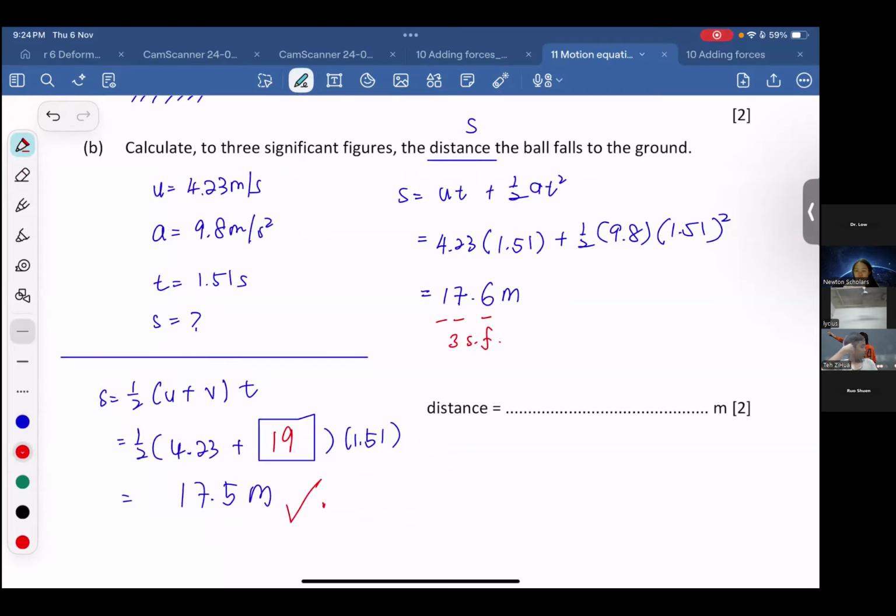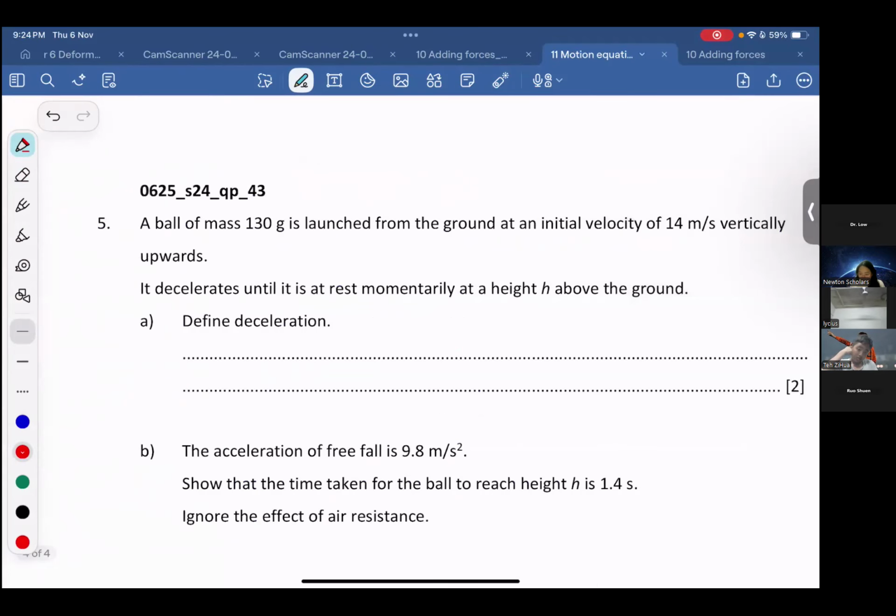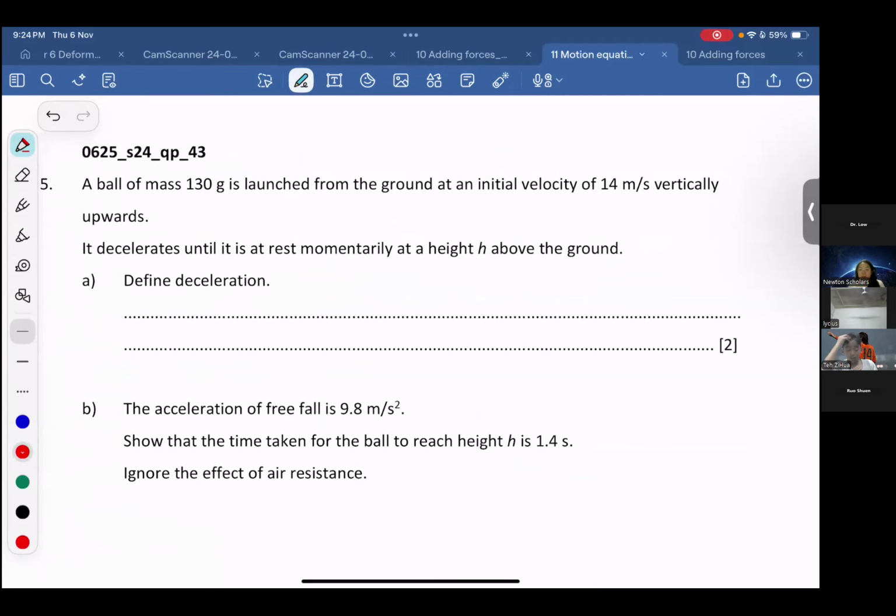Okay. So can we go to the last question, page 4? We've got another 6 minutes. Okay, page 4. What is the meaning of deceleration? Deceleration actually is negative acceleration. Am I right? Deceleration means negative acceleration. Okay, how do we define acceleration?